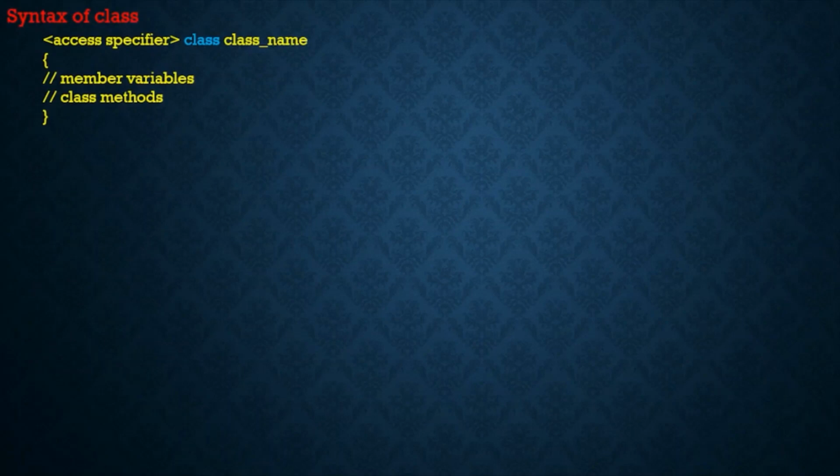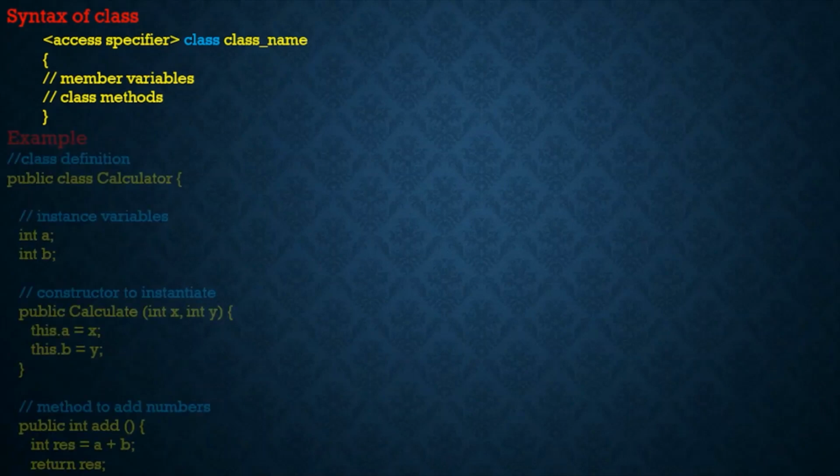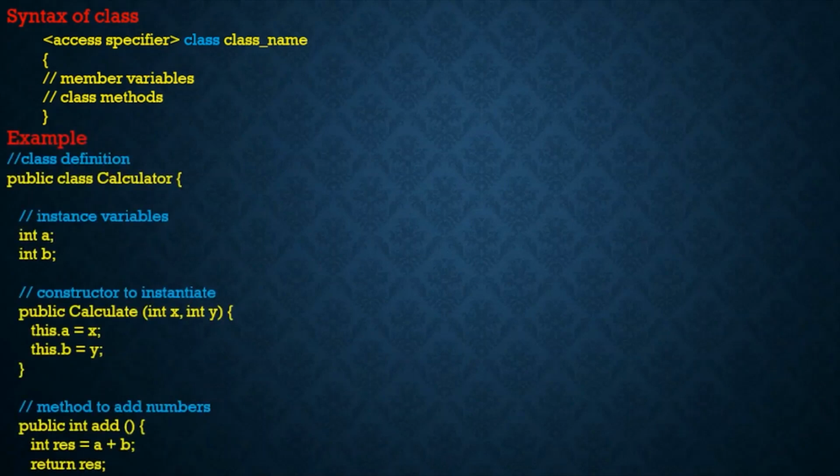A class has some access specifier, then the keyword class, followed by the class name. Inside the class, we write the curly braces. Inside the curly braces, we write the class variables and class methods, right? As I told. Okay, so for example, consider the example of a calculator. We have a calculator class.